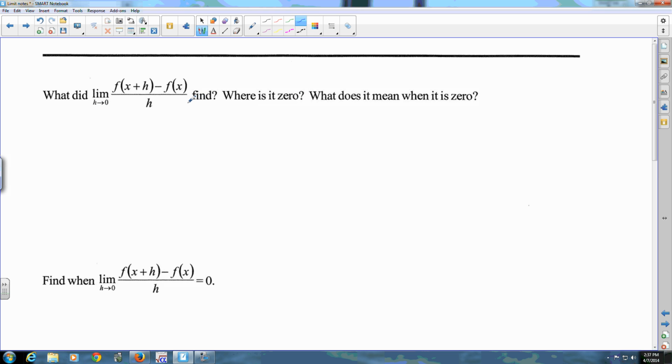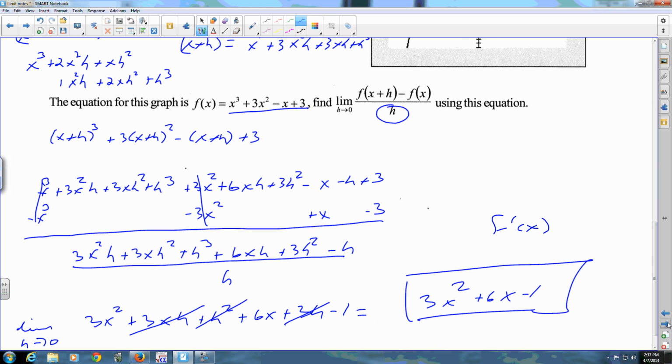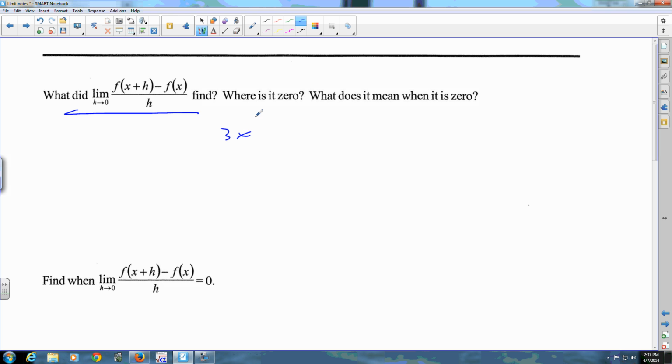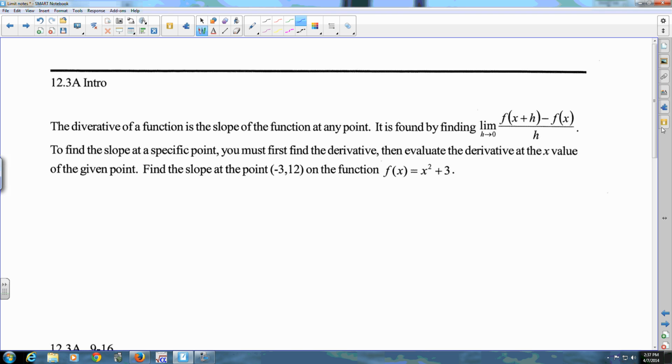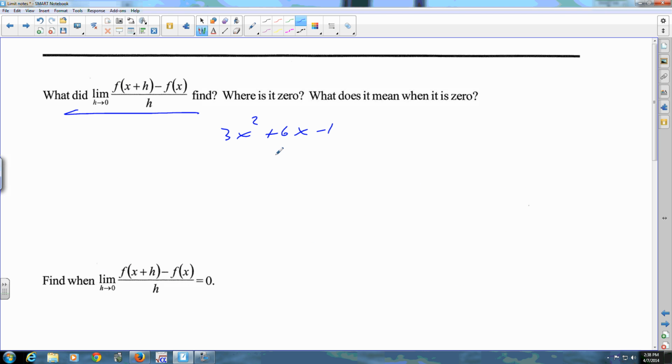What did that find? It found the slope. Where's that slope 0? Well, I forgot it already. Sorry about that, you guys. End of a long day. 3x squared plus 6x minus 1. Okay, let me jump back, make sure. 3x squared plus 6x minus 1. Okay, good. Where is that 0? You guys have a couple options. You could try factoring it and asking where it's 0, or you could do the quadratic formula.